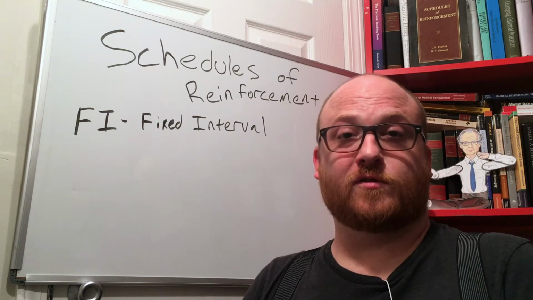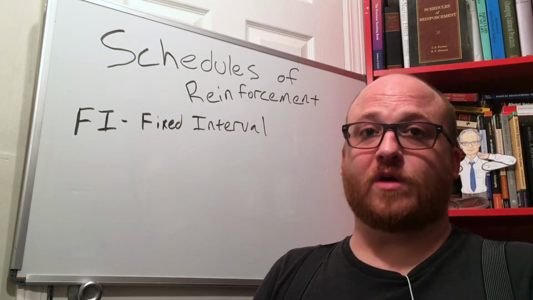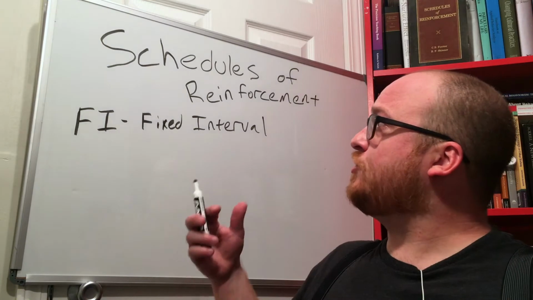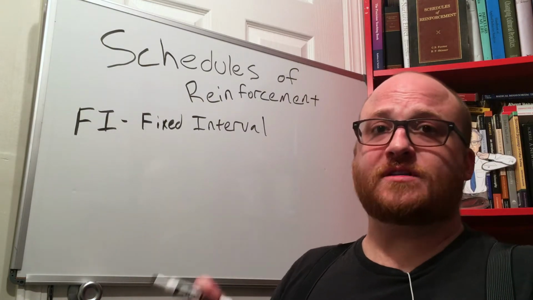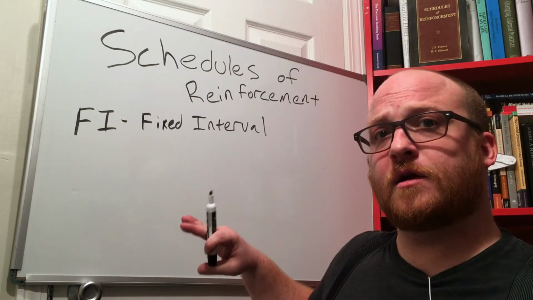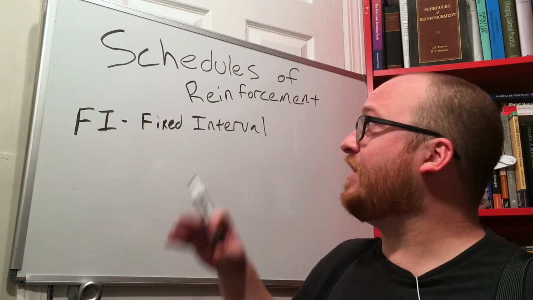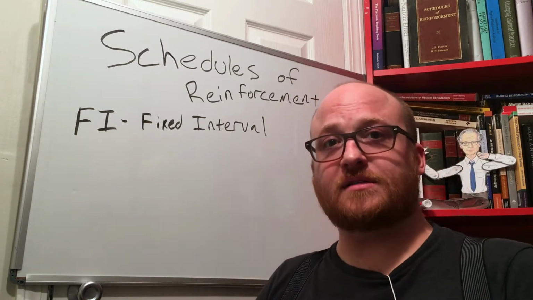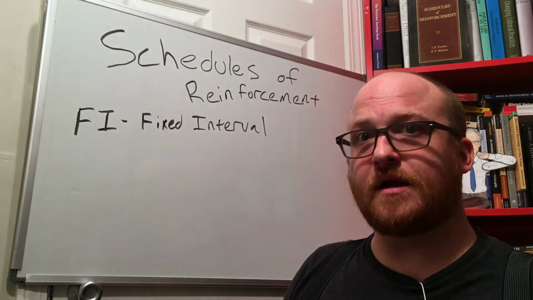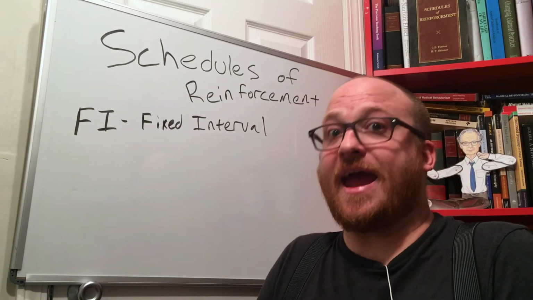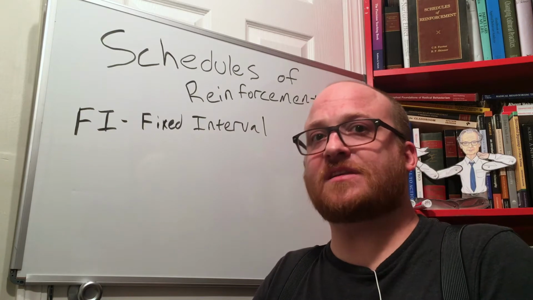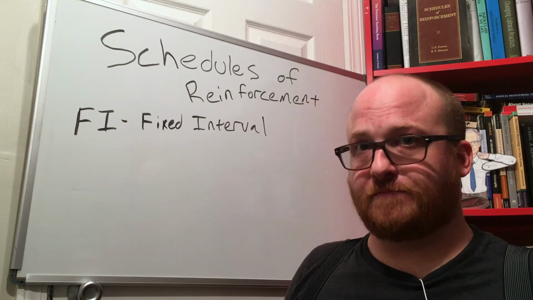A fixed interval, or an FI schedule of reinforcement, works similarly to an FR schedule, where whatever we require for reinforcement to be administered is fixed. With an interval, instead of being responses, it's going to be an amount of time. The first response after that time has elapsed will result in reinforcement.